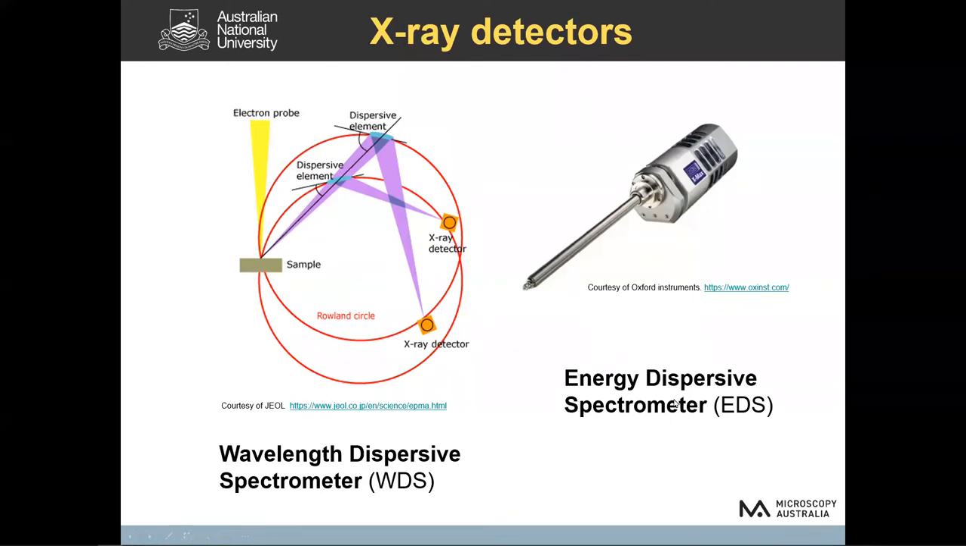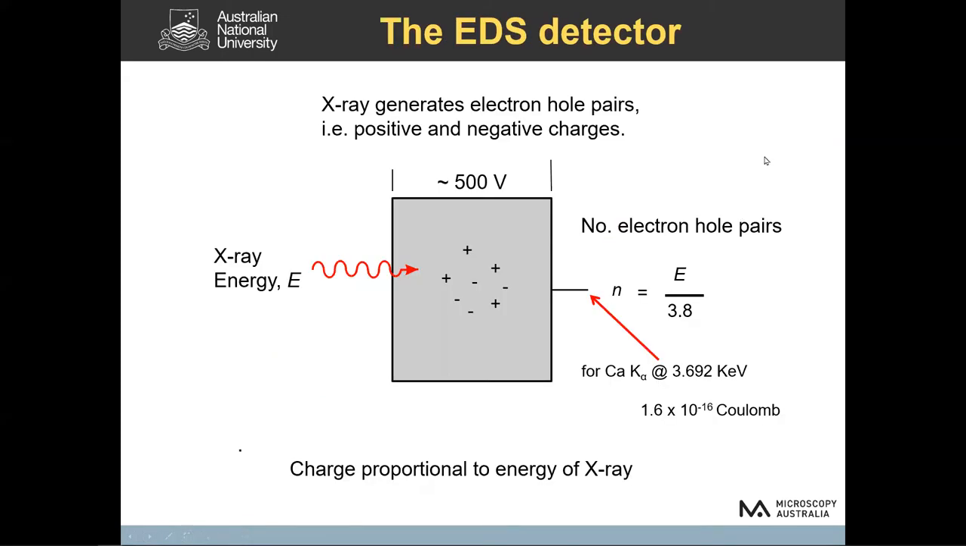We'll only be talking about the energy dispersive detector. So we'll be measuring the energy of the X-rays, and how that works is, well, there are several different detectors available: the silicon lithium detector and the silicon drift detector. They really both work off the same principle in many ways. So I'm going to show you what that is.